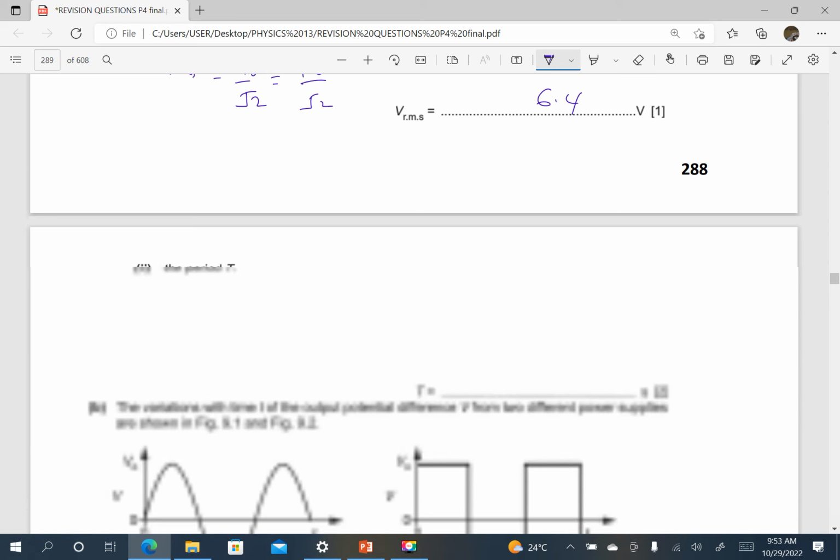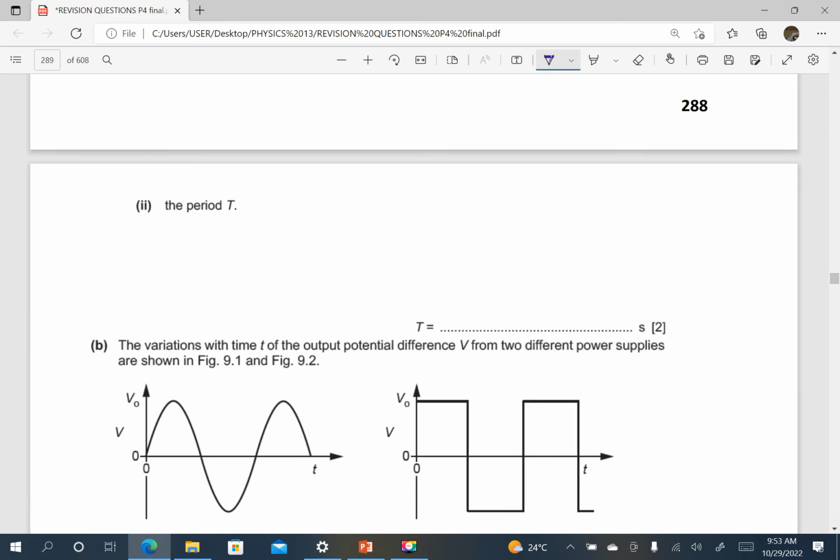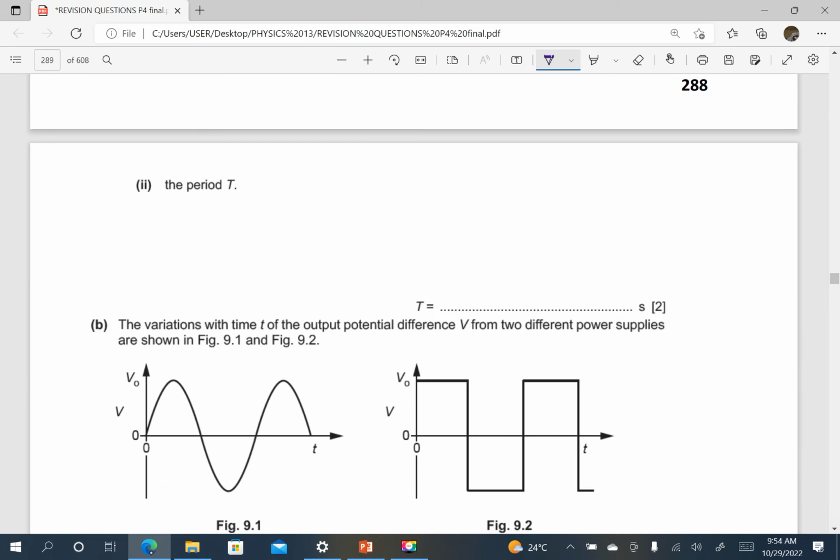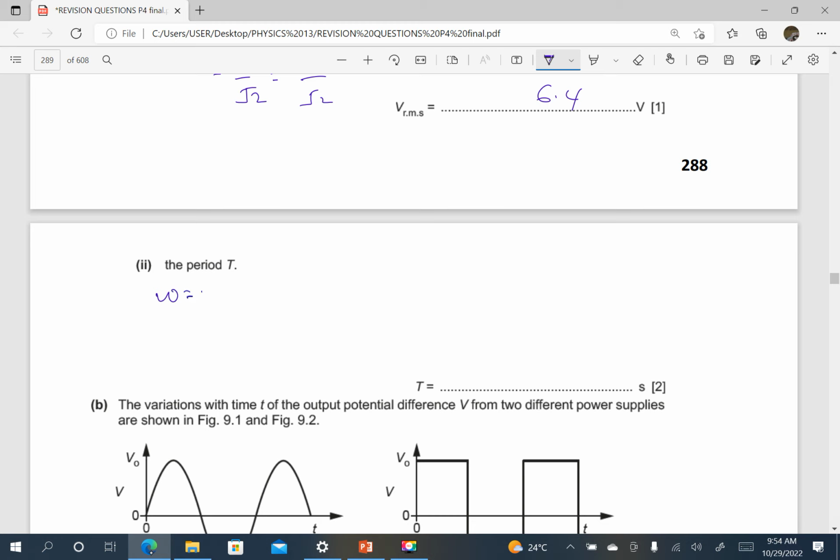Okay, next, find the period. From the equation, they gave us omega as 20. And we know that omega is 2 pi over T, which is 20. So it means the period is going to be 2 pi divided by 20, which is, from my calculator, 0.31. That is the period.